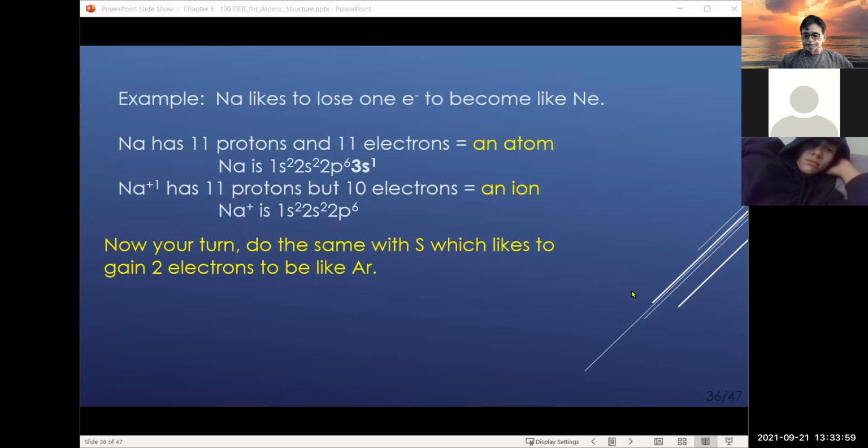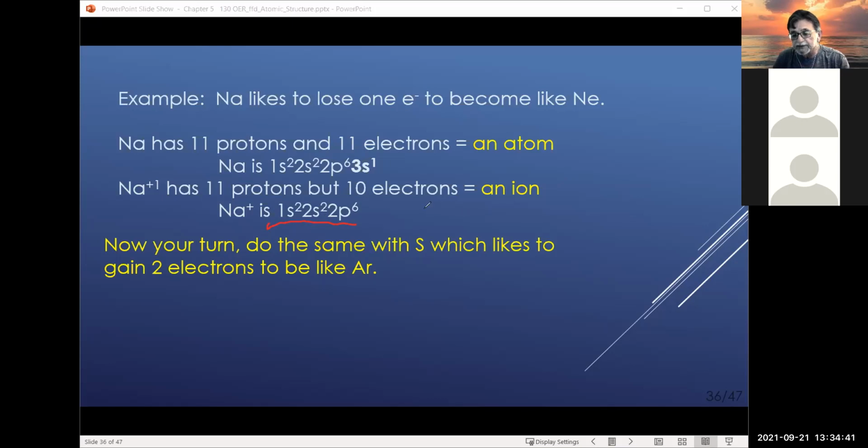Let's take a look at sulfur. Before I proceed, if we look at the electron configuration of the sodium ion, what other element has 10 electrons? Which element has 10 electrons? There's only one element. Is it neon? You got it. This is the same electron configuration as neon. And neon is a noble gas, right? Group 8.